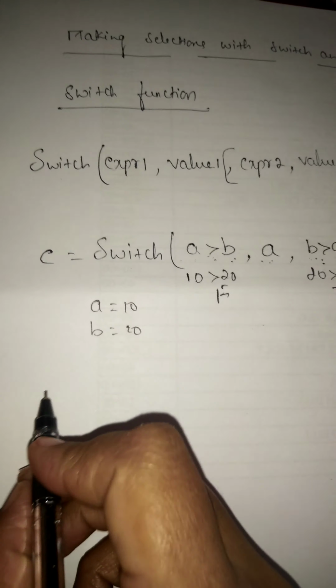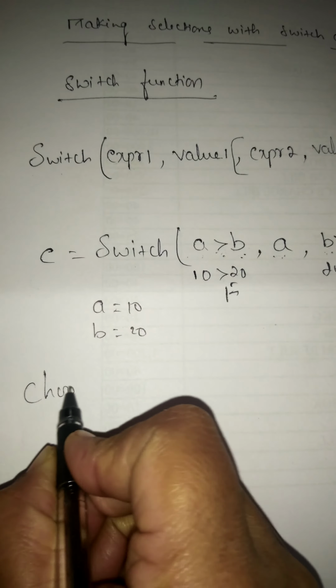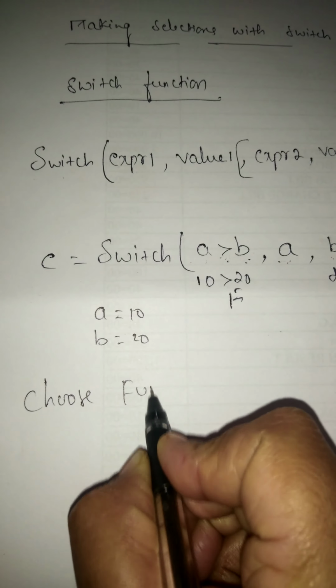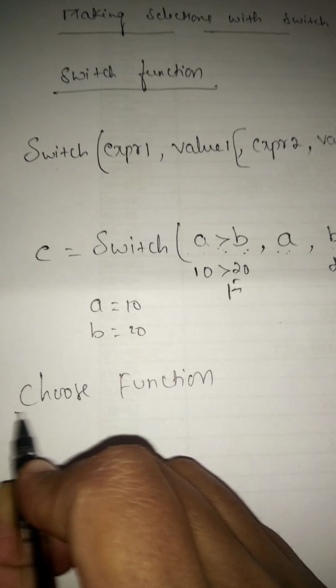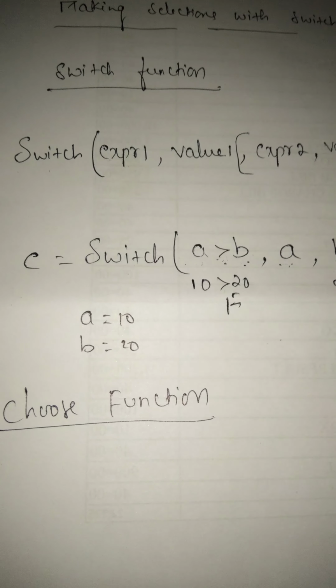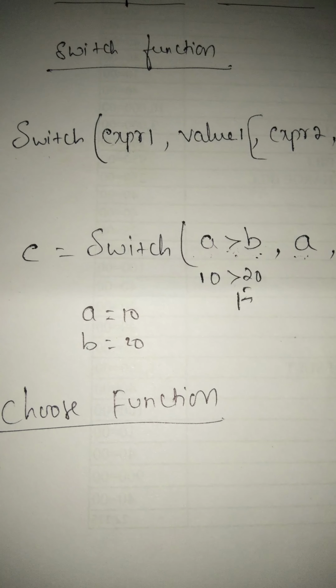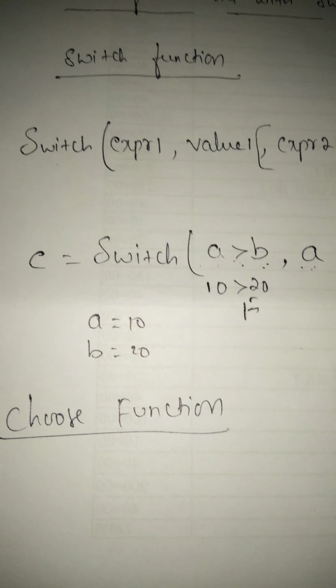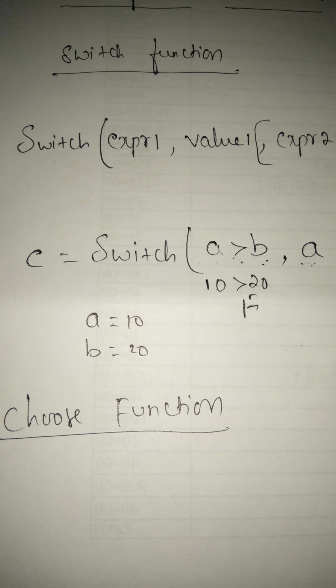And next we have the Choose function. While writing Choose, the C is capital. We use the Choose function to return one of a number of choices based on an index.